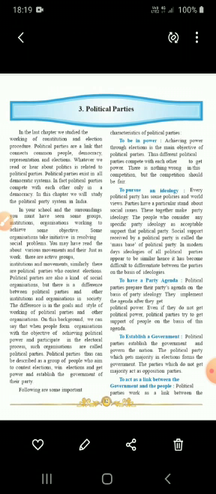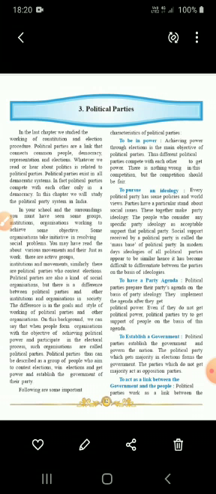See children, these three words are very important: political party, democracy and election. These words have a type of relation with each other. Political parties play a very important role in any country. They are actually a link between common people and government. We can say their role is very important, understood.